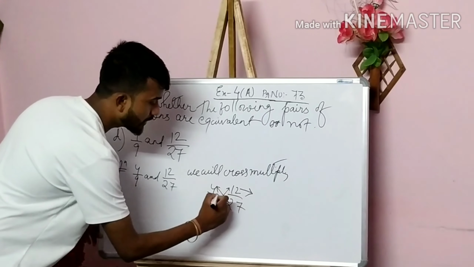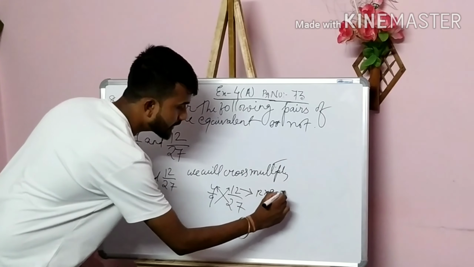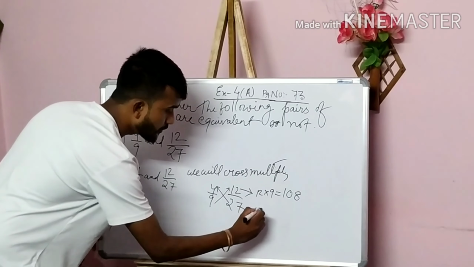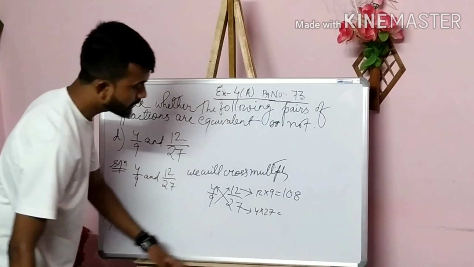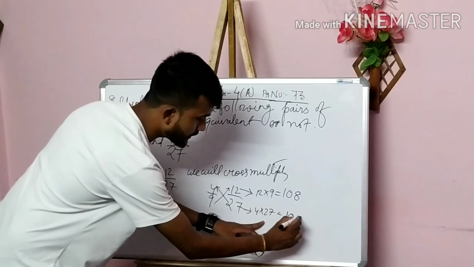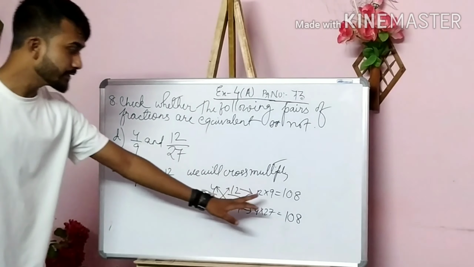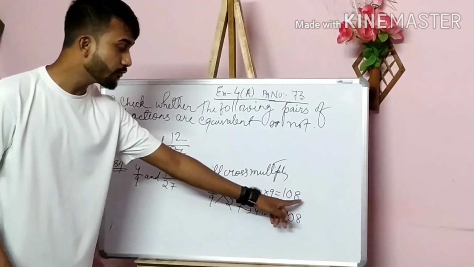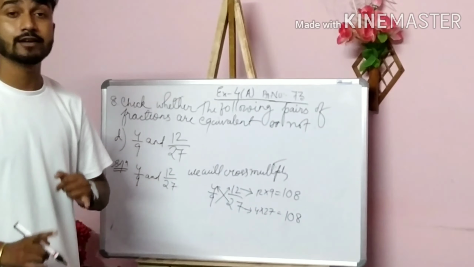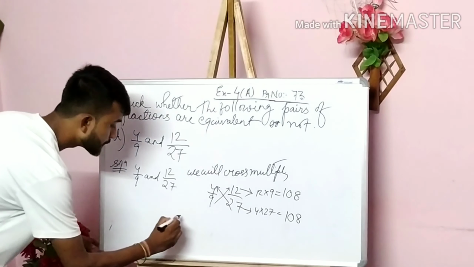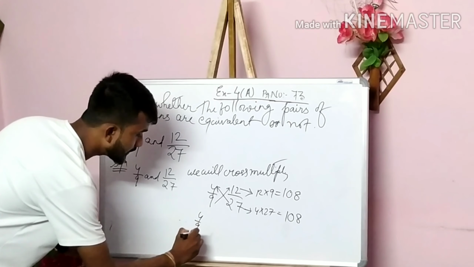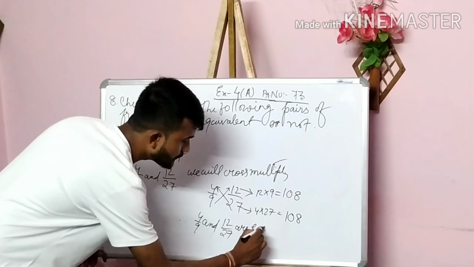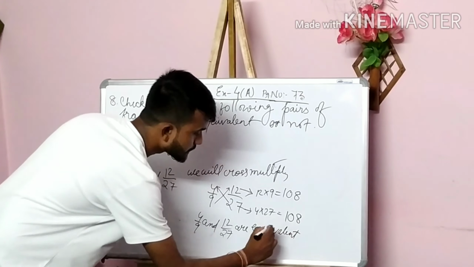You see, 12 into 9, what will you get? You will get 108 as an answer. Again here, 4 into 27, what will you get? You will get 108 here also. You see here that after doing the cross multiplication, we have got the same values. That means yes, they are equivalent fractions. So you write, therefore, 4 by 9 and 12 by 27 are equivalent fractions.